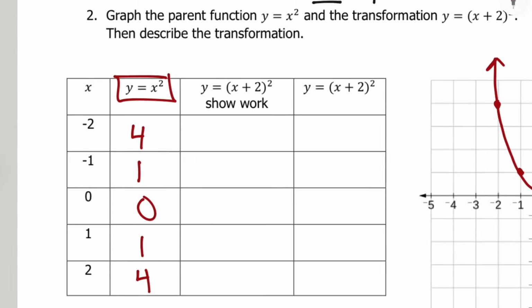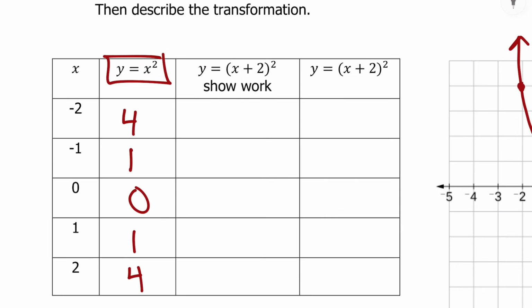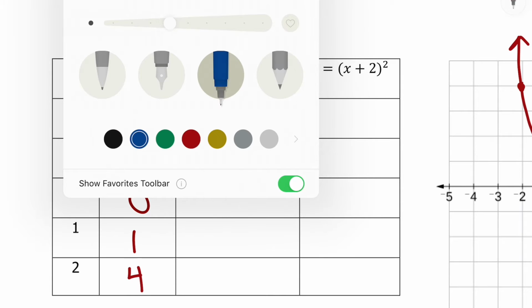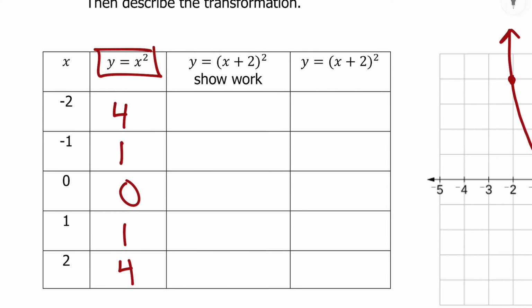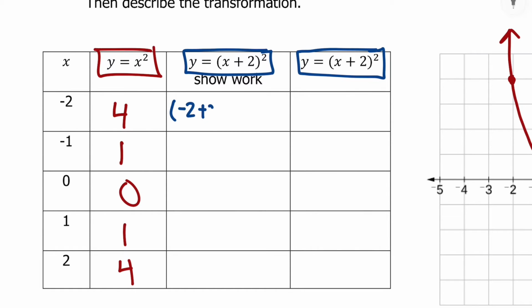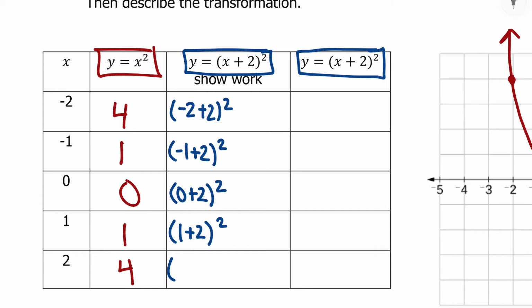Okay, so now we're going to do the second equation. I'm going to do a different color. The most important part is you don't have to do different colors with the work that you're showing, but definitely on the graph you want to do that. So I'm just going to plug in each of these. So -2 plus 2 squared, -1 plus 2 squared, 0 plus 2 squared, 1 plus 2 squared, and 2 plus 2 squared. And we will find the answers to this in just a second.